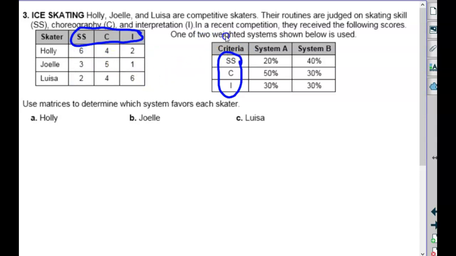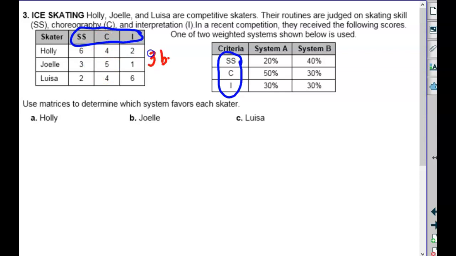One of two weighted systems shown below is used. So they could count skating skills 20%, choreography 50%, and interpretation 30%, or they could count skating skills as 40% and then split the other two 30-30. So our goal is to figure out who does better under which system. Does that make sense?